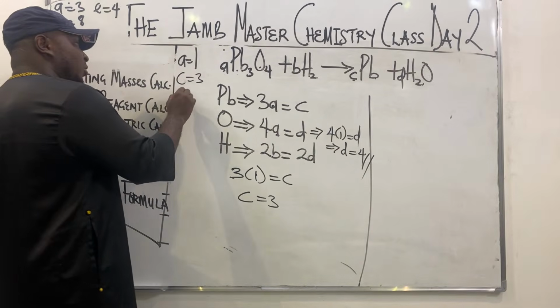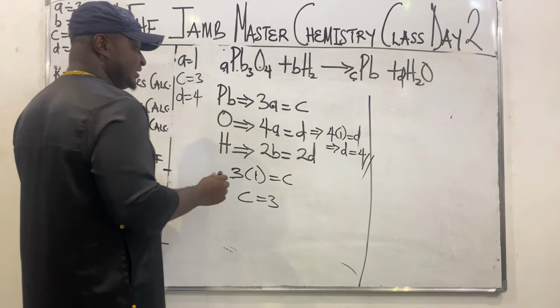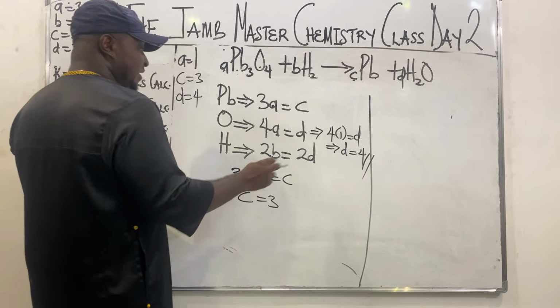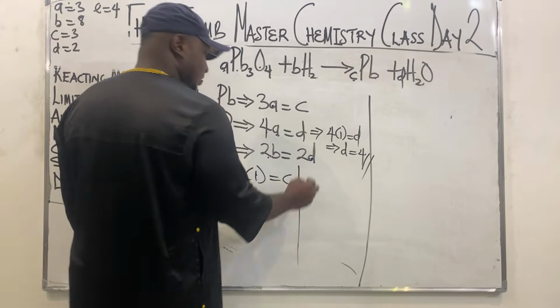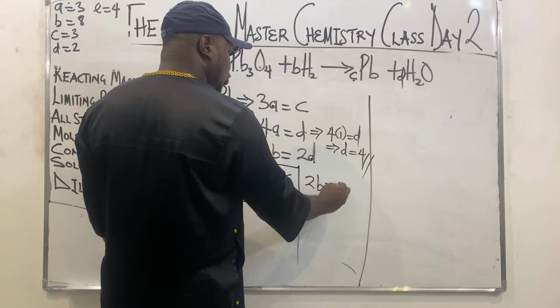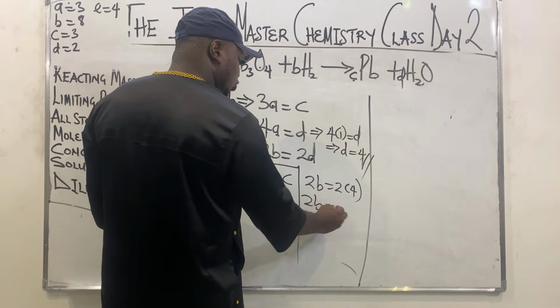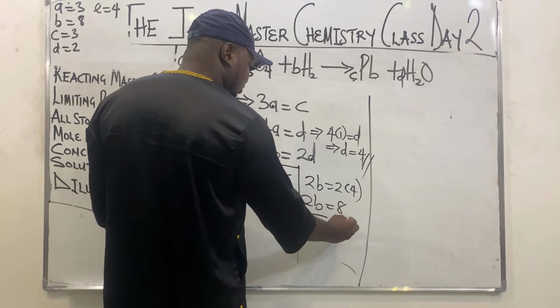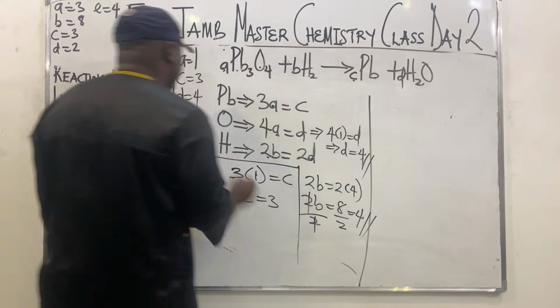So D is 4. Who don't we have yet? We have A, we have C, we have D. It's only B we are looking for. If D is 4, we can come here. 2B equals to 2D. So 2B equals to 2 times, who is D? 4. 2B equals 2 times 4 is 8. Divide both sides by 2. 8 divided by 2 is what? 4. So B is also 4.